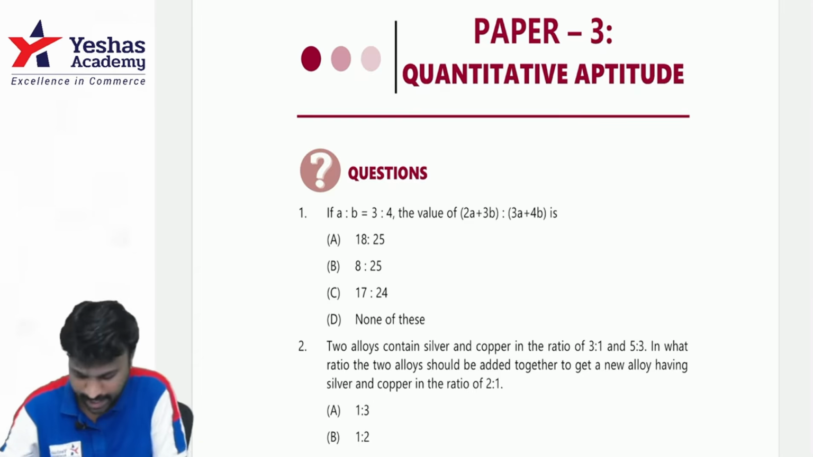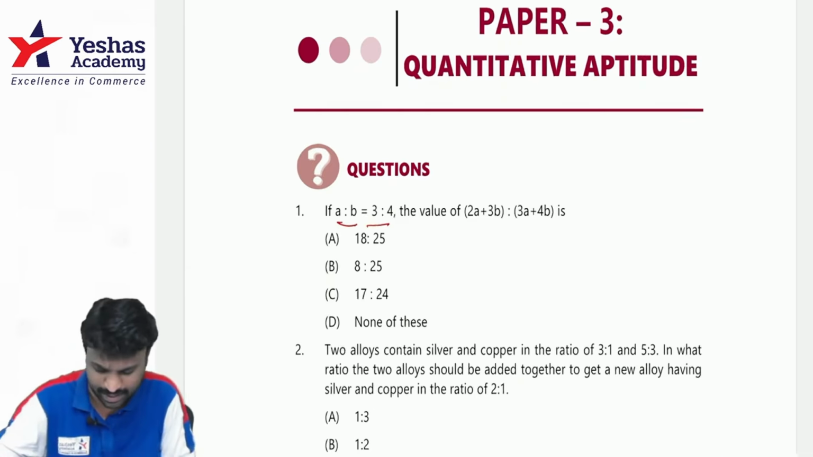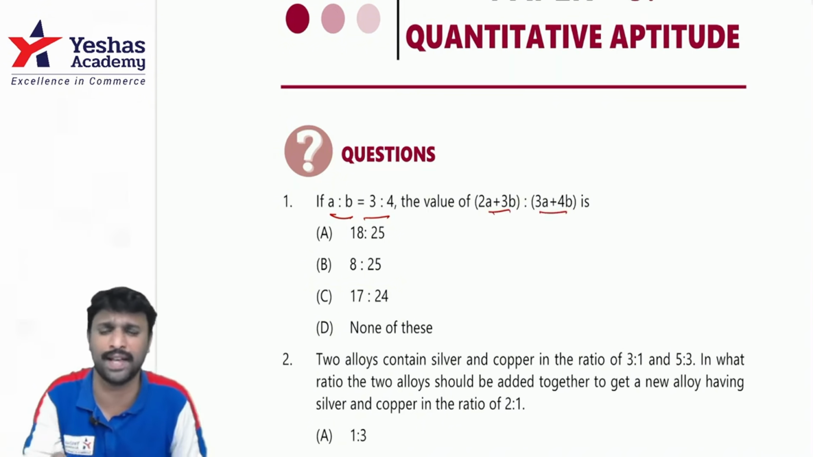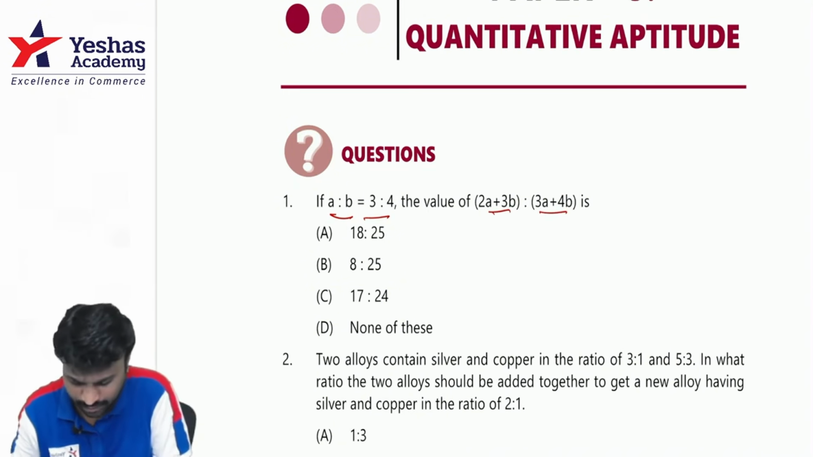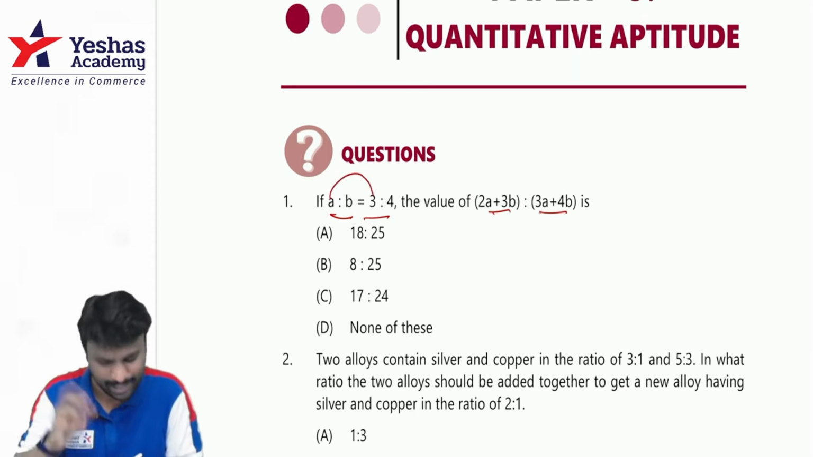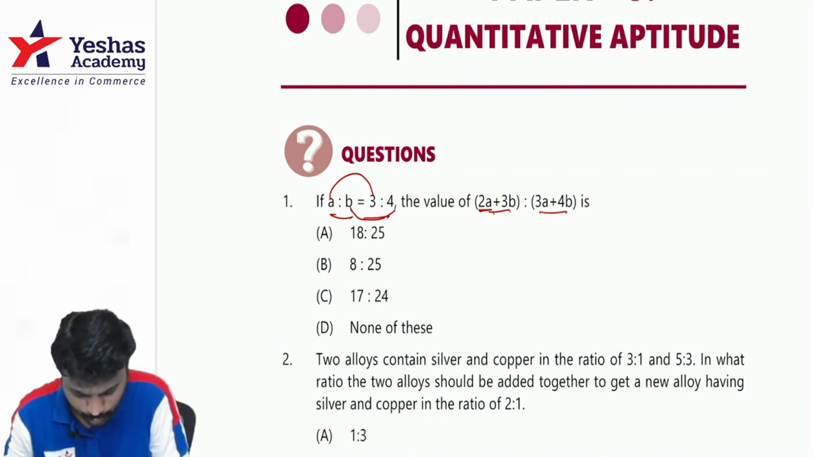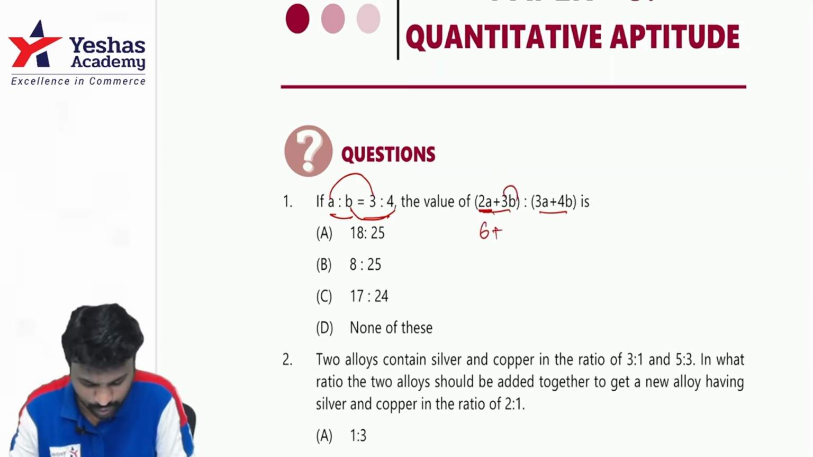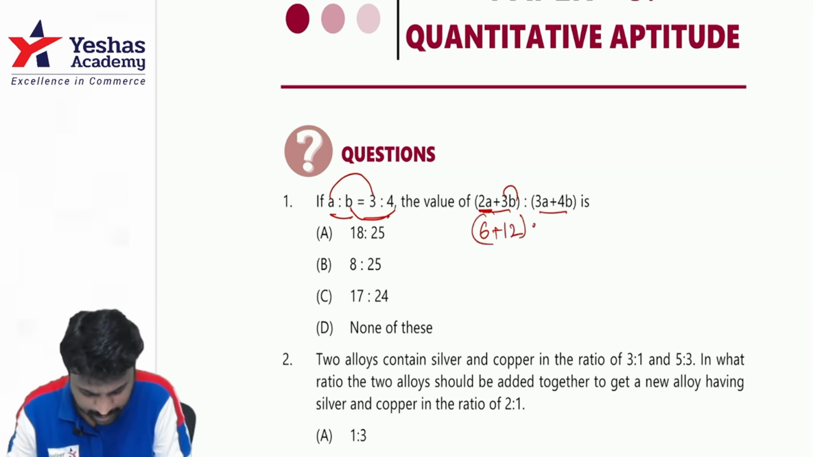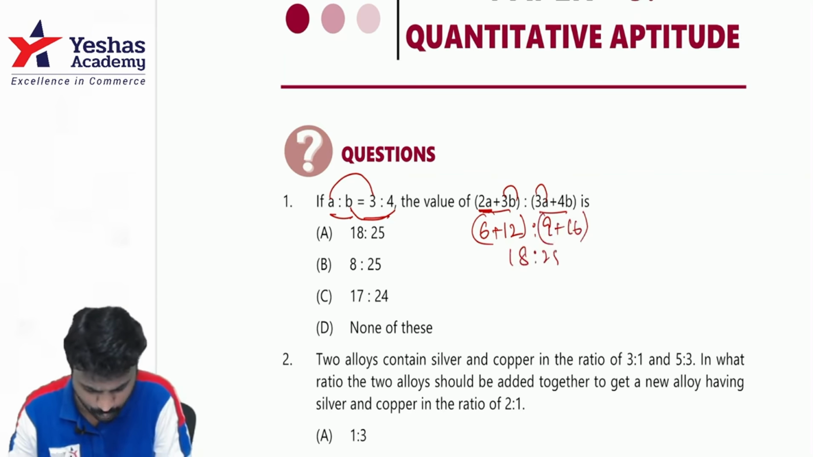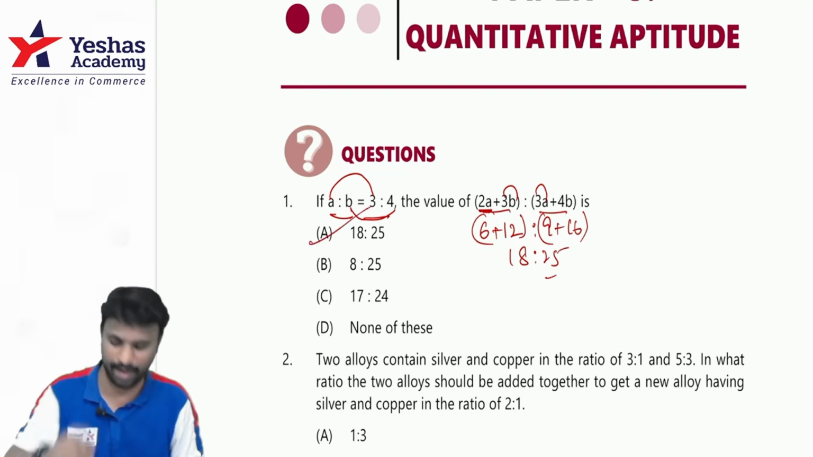The first question is A is to B, the ratio is given, the ratio itself is asked. Guys, whenever the ratio is given and the ratio itself is asked, you can always take the liberty of substituting the A value as the first term itself, B value as the second term. That means 2 into what is A? 3. 2 3s are 6 plus 3 into 4, 3 4s are 12 is to 3 into 3, what is it? 9 plus 4 4s are 16, so which is nothing but 18 is to 25. Option A is the right answer.